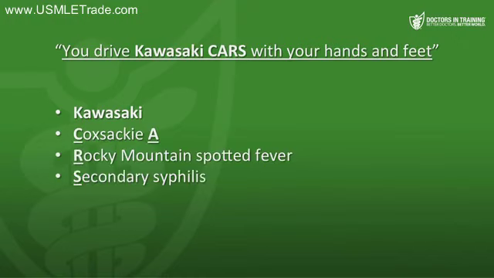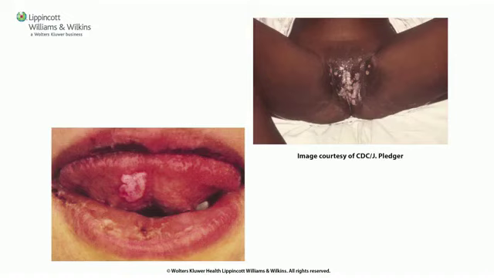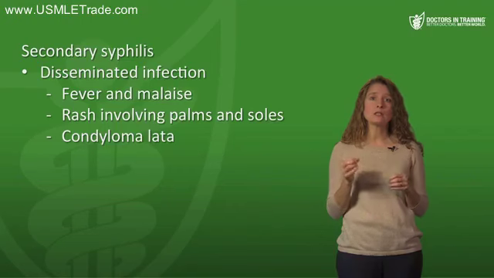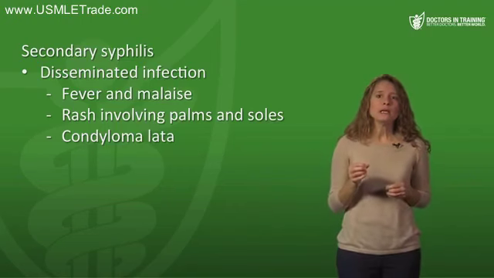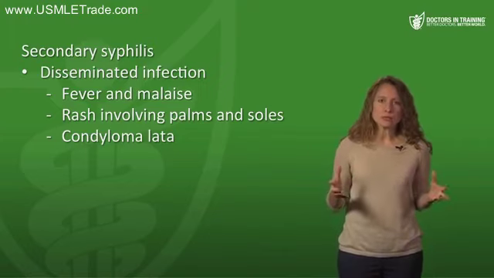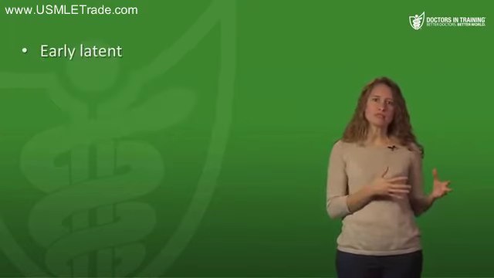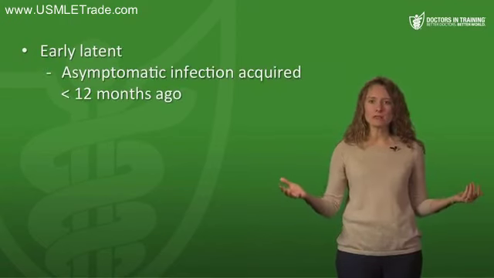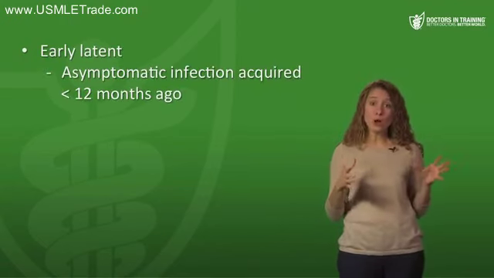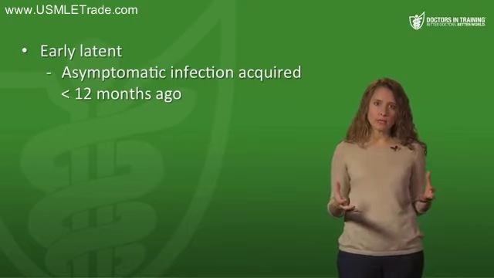Okay, back to secondary syphilis. The other common physical finding is large whitish raised areas in moist areas of the body and on mucous membranes, and this is called condyloma lata. Now, if a person still doesn't seek treatment at this point, the infection becomes latent. Early latent syphilis refers to an asymptomatic syphilis infection that was acquired in the last 12 months but hasn't yet been treated.